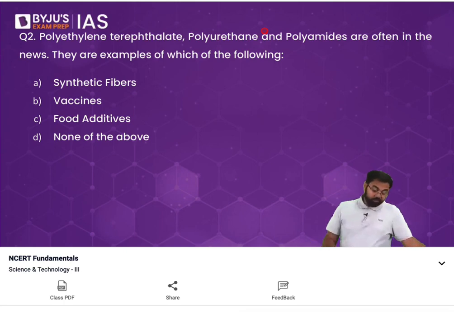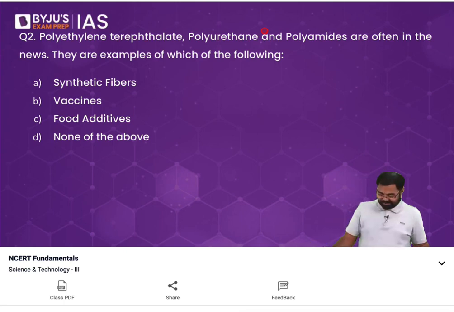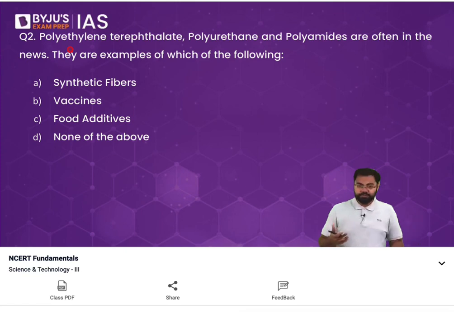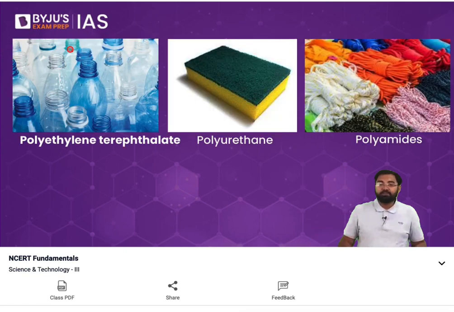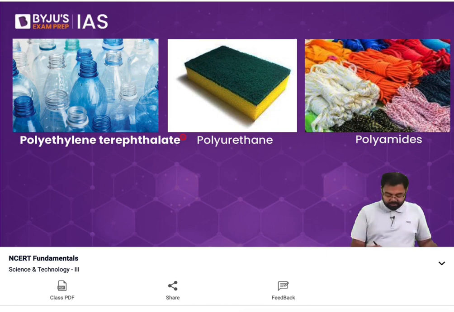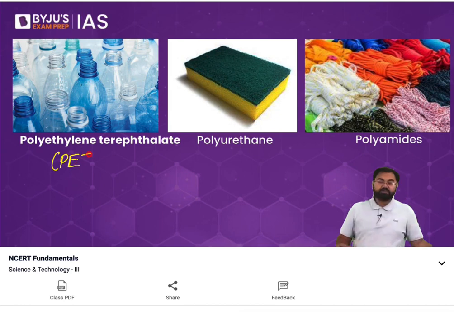All right, wonderful. 78% of you have marked the correct answer. That's wonderful to see. All these three are examples of different kinds of polymers or different kinds of plastics. If you look at the figure given on the screen behind me, you'll see the three different kinds of plastics that we often use. The first one is polyethylene terephthalate, which in short form we also call PET.